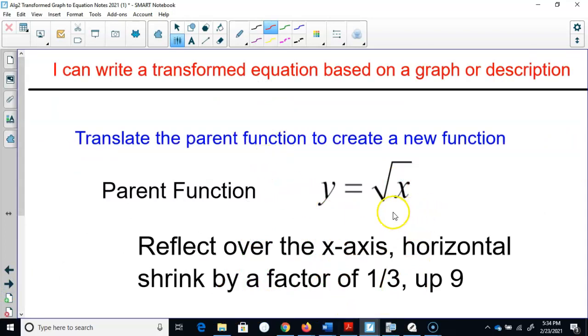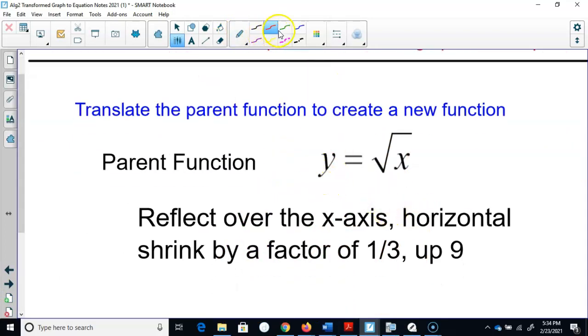Okay, the next one we have is the square root of x. Again, what does the square root of x look like? Just so you have a picture in your head, here's just a sketch. Again, I'm using my mouse at home, so forgive me, it's not the perfect sketch. Now, it says reflect over the x-axis, horizontal shrink by a factor of 1/3, and up 9, okay? This one is a little bit more difficult.